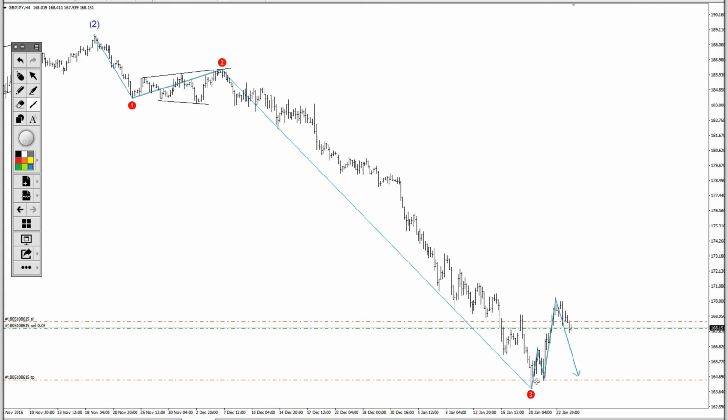Since we have a 3-wave structure from the low of 163.5 or 163.4, we can expect a decline and possibly even a new low out of this. And that is the expectation for this trade. So the trade is pound yen sell stop at 167.85, stop loss 168.6, take profit 164.46.